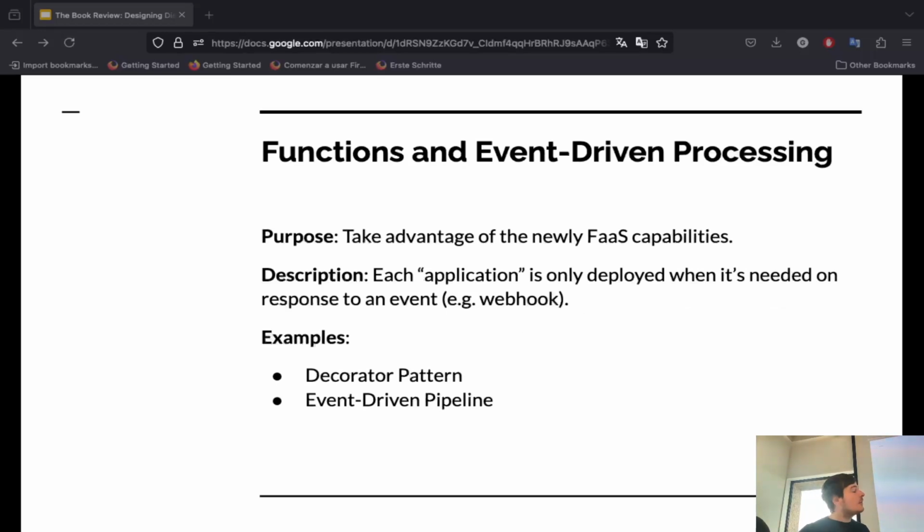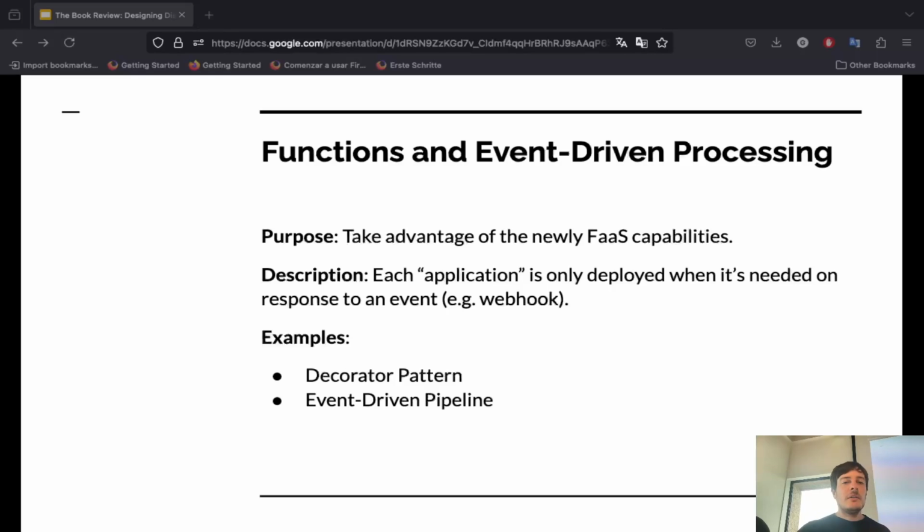Then it also talks about function and event-driven processing. It doesn't go into too much detail. I'm not sure if by the moment that the book was being written, this was still too new. But basically, the purpose of these patterns is to take advantage of function as a service. So in a sense, each application, if we can call it that, is run based on an event from something, let's say a webhook that's triggered, and then the function is executed.